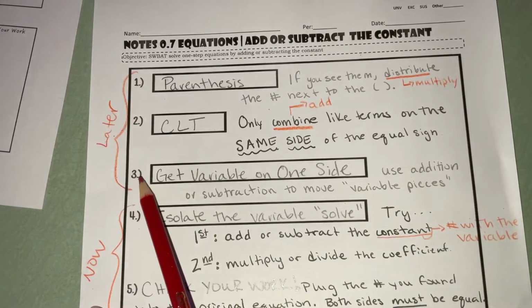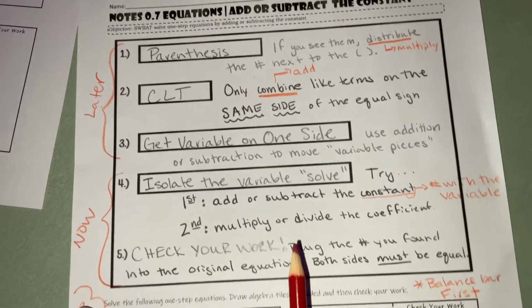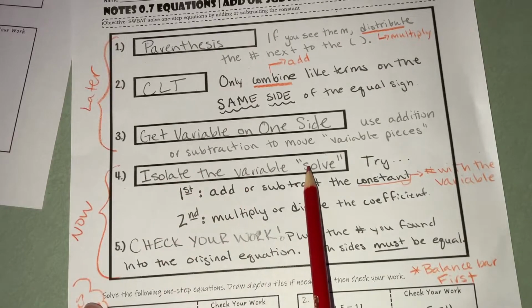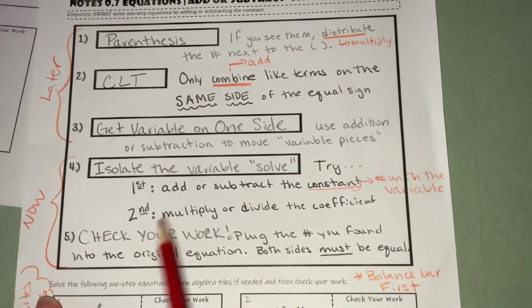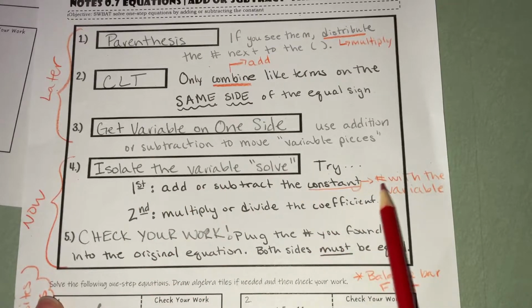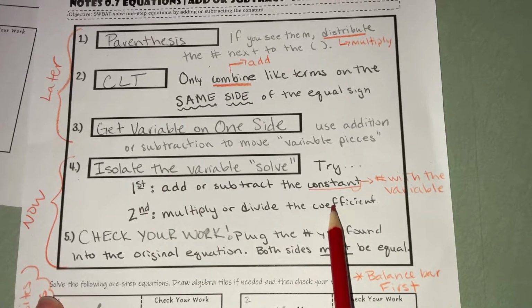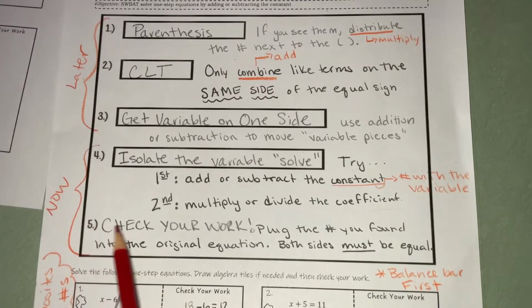But this is all going to be for later, right? 4 and 5 is actually what we're focusing on now. So number 4, you want to isolate the variable. So this is where you actually solve. And first, when you isolate the variable, you want to add or subtract the constant. And the constant is the number with the variable. Second, you would multiply or divide the coefficient. And we're going to talk more about the coefficient tomorrow. Then you're going to check your work. Okay, so this is where you'll plug in the number you found into the original equation, and both sides must be equal. This is very important for you to check if you actually got the right answer.